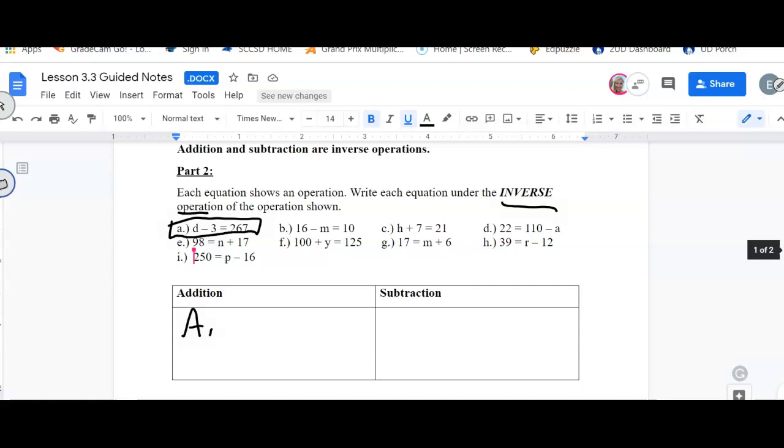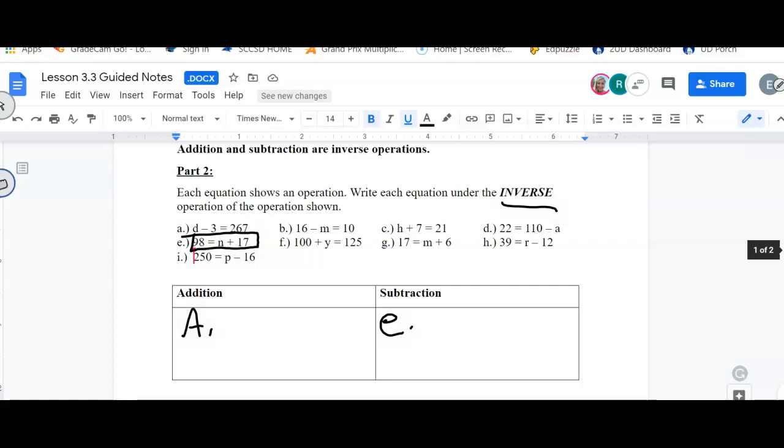Alright, let's do E then. E says 98 equals n plus 17. Kara, what is the inverse operation? Subtraction. Right? Here's addition. The inverse is subtraction. So E goes there. Alright, go ahead and place the rest of these equations in the table where they belong.